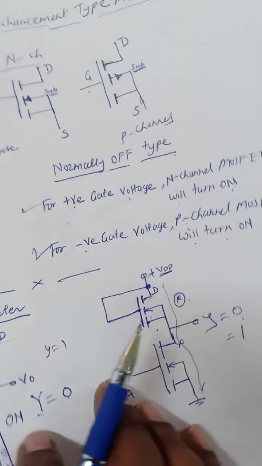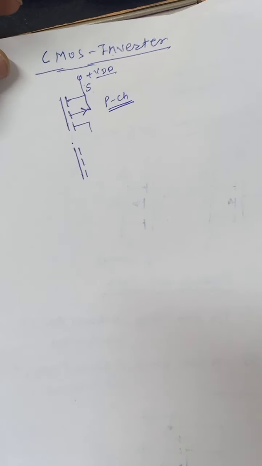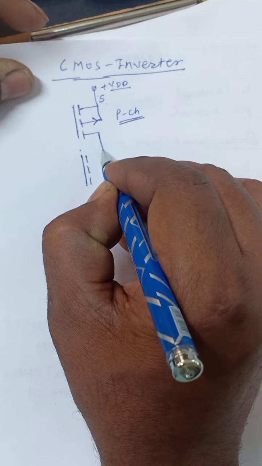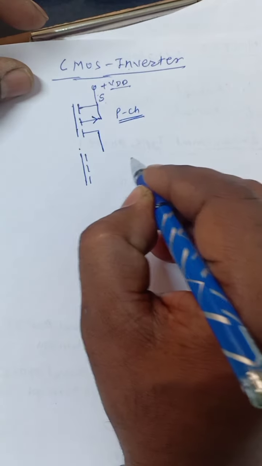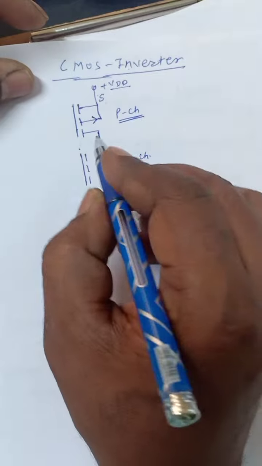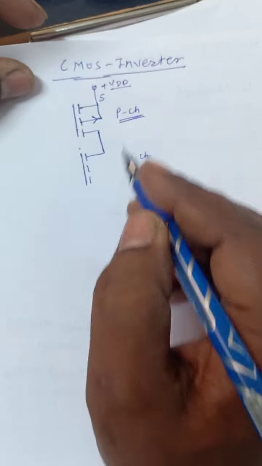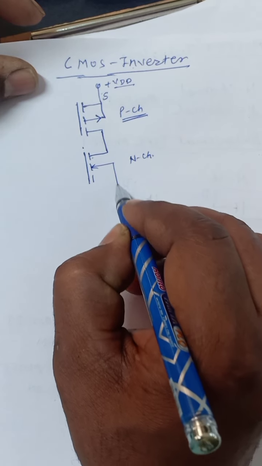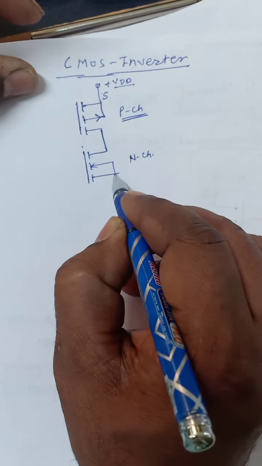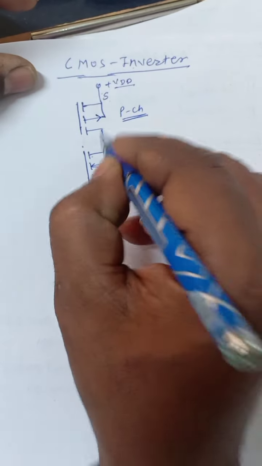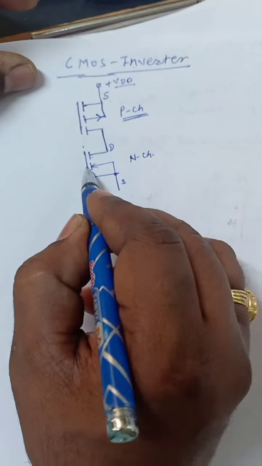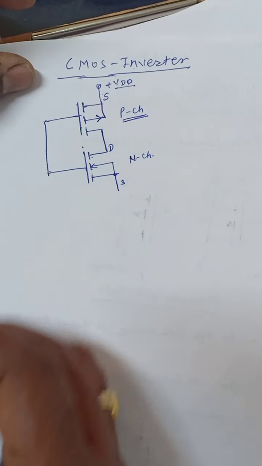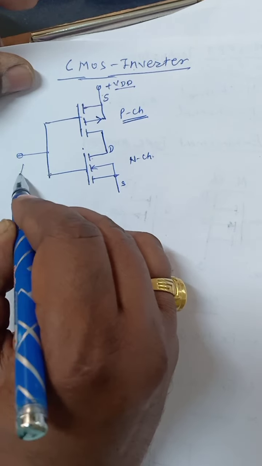So this is the most important point. If you draw something different, then you will get 0 marks. This is now connected to the N channel. For the N channel, the drain is connected to higher potential. The inward arrow indicates it is an N channel. So it is the source, and the drain is connected to higher potential. Both the gate terminals are connected together and named A.